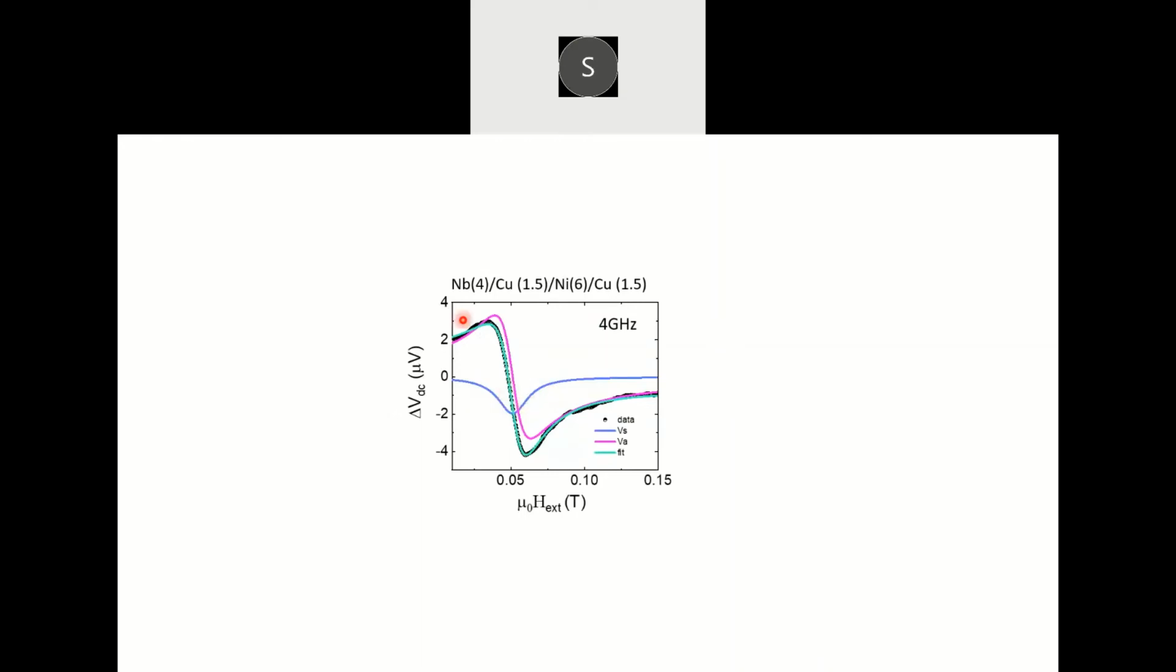And we have also made a symmetric stack, which is niobium nickel niobium, and there also we don't see any signal, so we can rule out any self-induced torque. So this sign change cannot be explained by anything else apart from this orbital Hall effect.